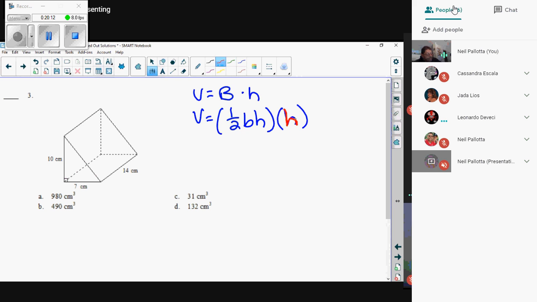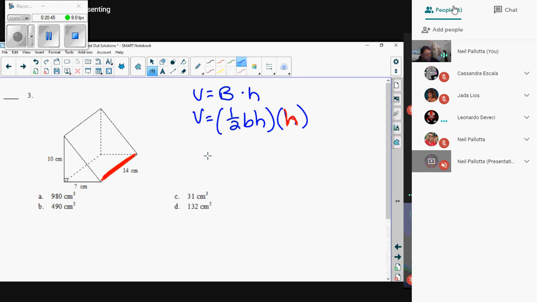This h here, the red h, that is the height of the prism as it sits on its base. So I know it's a little confusing because there's two h's in the second line of that formula, but we have to understand, right? Those two h's represent two different things. The first h, the blue h, is the height of the triangle. This red h is the height of the prism as it sits on its base, right? So it's two different things there.